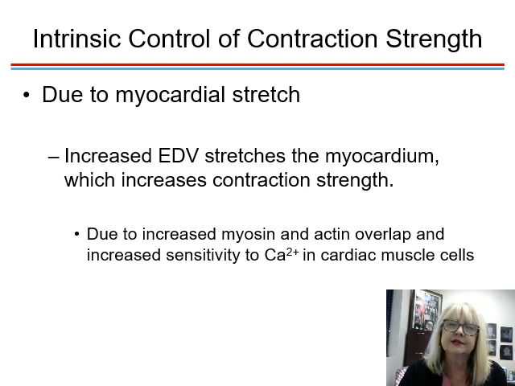So the intrinsic control of contraction strength. Due to the myocardial stretch, the increased EDV stretches the myocardium, which increases contraction strength, and due to the increased myosin and actin overlap and increased sensitivity to calcium in the cardiac muscle cells.